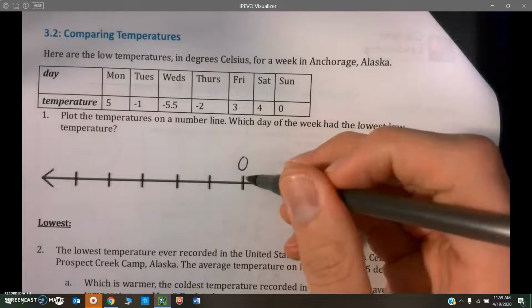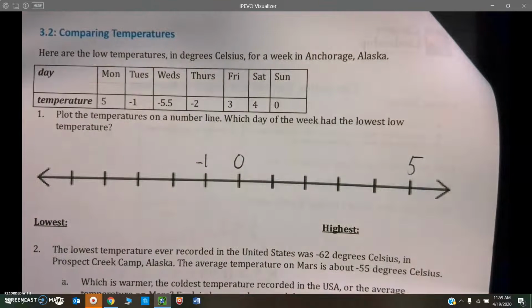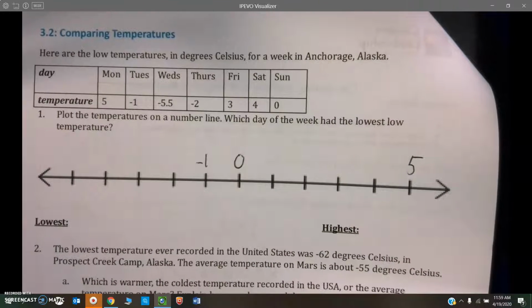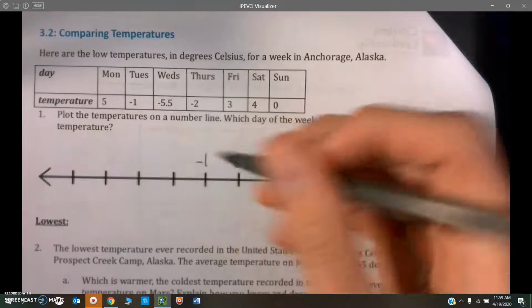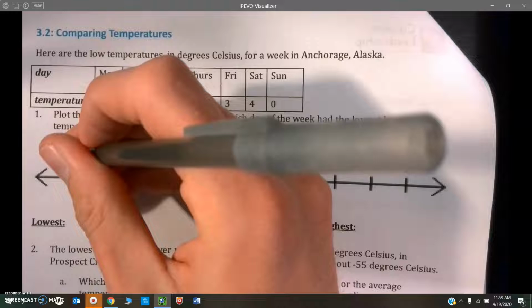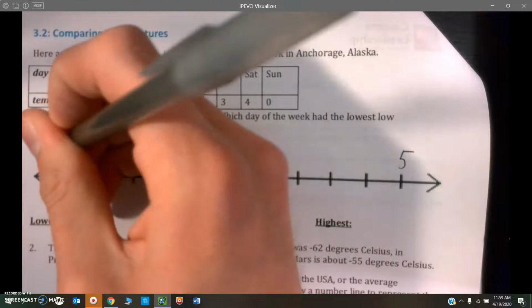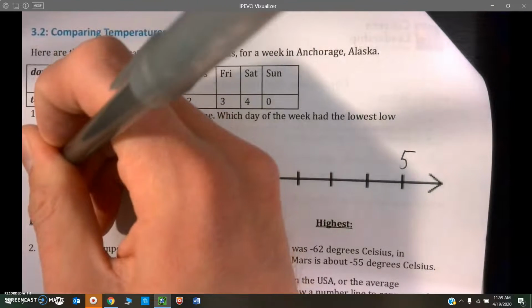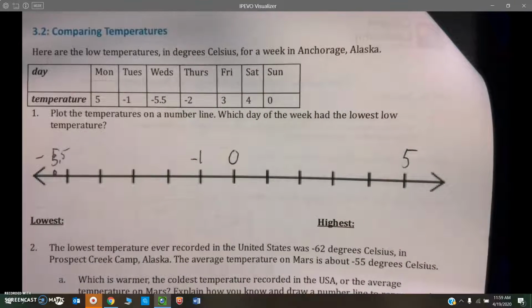Negative 1, negatives are to the left. So here's my negative 1. Negative 5 and 5/10 or negative 5 1/2. So once again, negatives go to the left. So negative 1, negative 2, negative 3, negative 4, negative 5. And then it would be halfway to negative 6, right? In between negative 5 and negative 6.